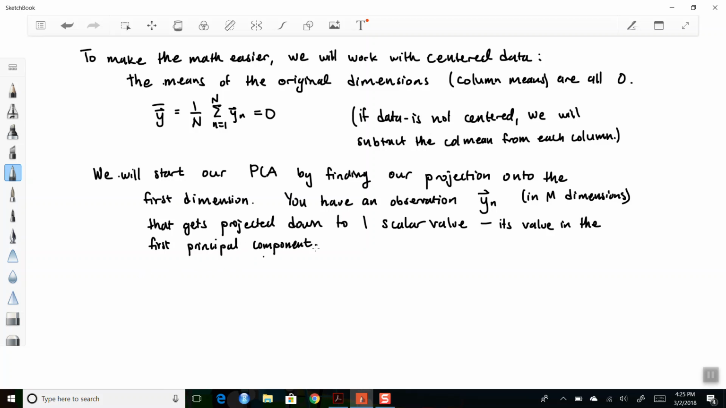Okay, and so we'll call that x sub n. Okay, so x sub n is just a scalar value, and this is just when you project y sub n onto w, it's going to turn into just one value x sub n.